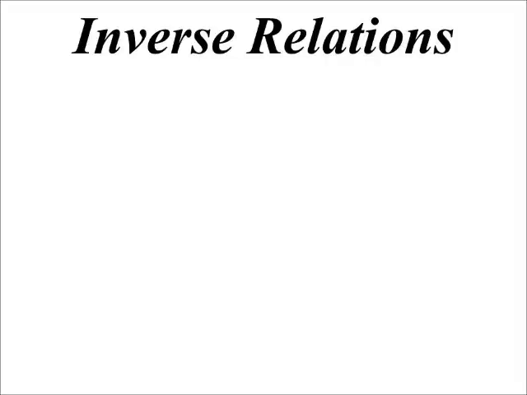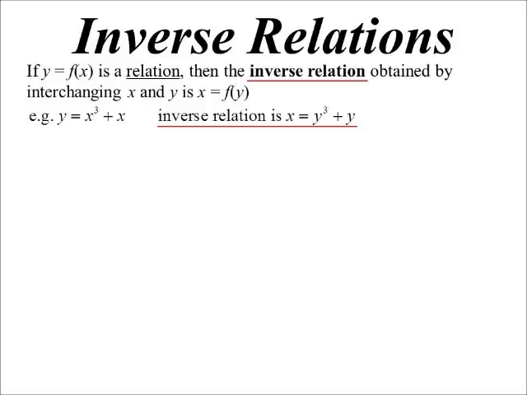Inverse relations. Just like the mathematical operations have inverses, multiplication has division, addition has subtraction, functions have inverses as well, and relations have inverses. So for an inverse relation, basically you swap the x and the y around. If y equals f(x) is a relation, its inverse relation would be x equals f(y).